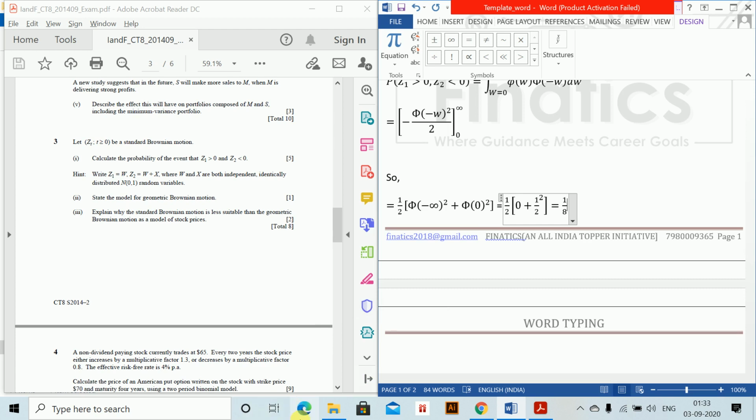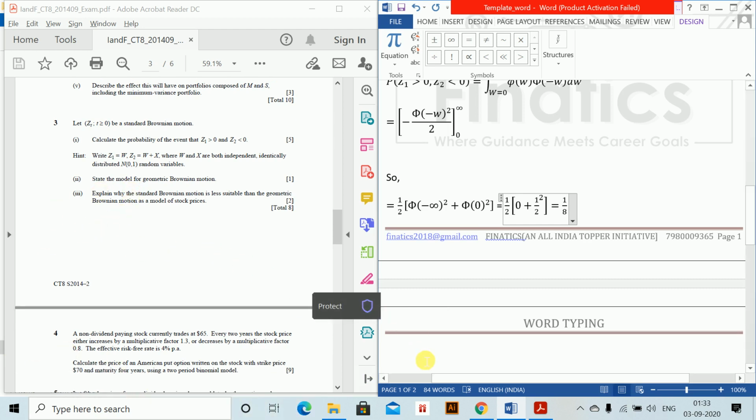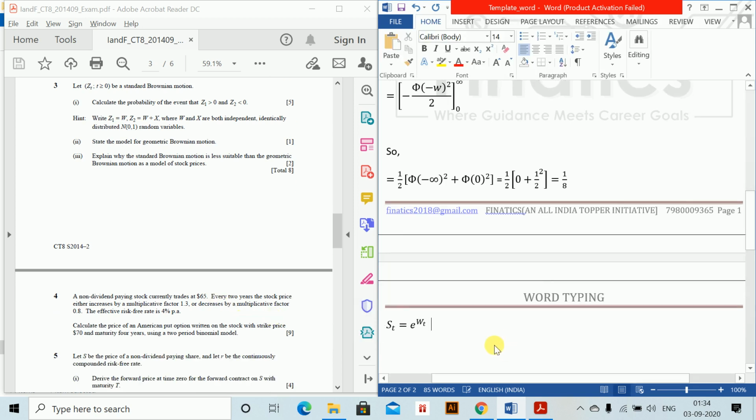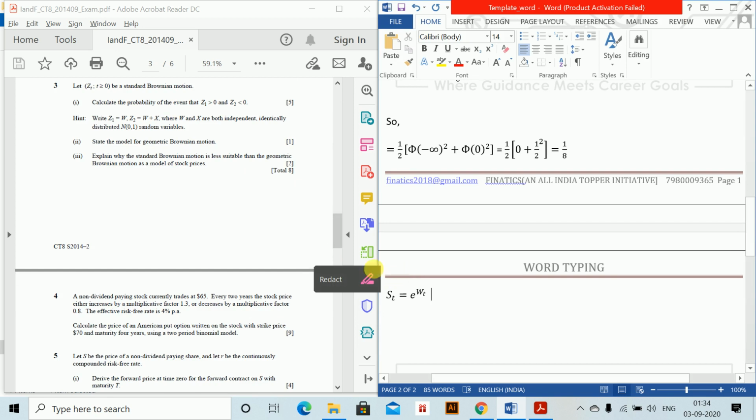Okay. The third part is to state the model for geometric Brownian motion. That is St equals e to the power W_t. You know the Wt value, and it is theory, so no need to do this.